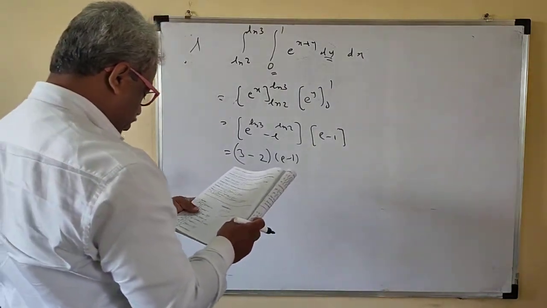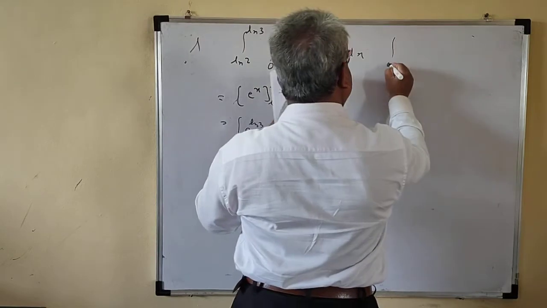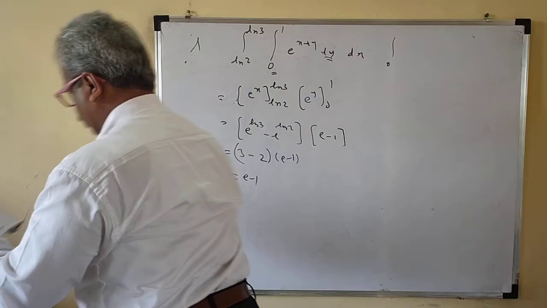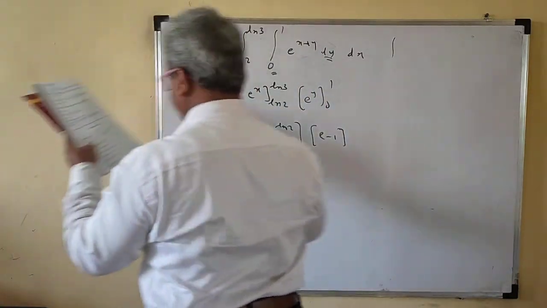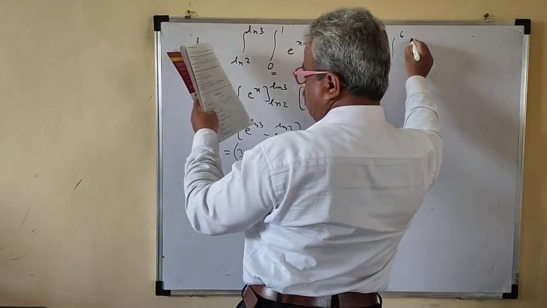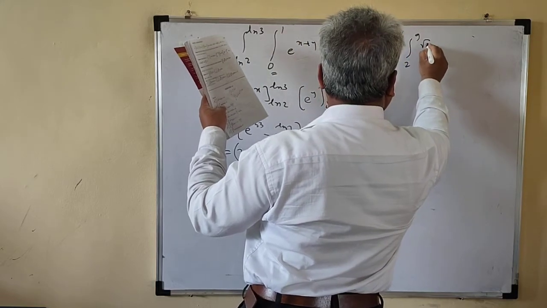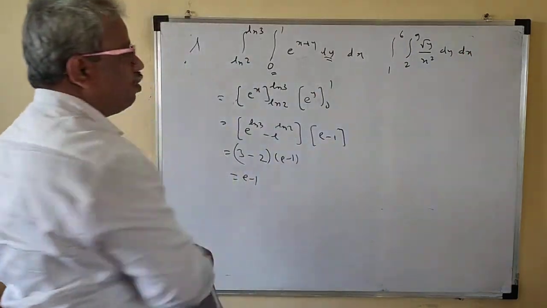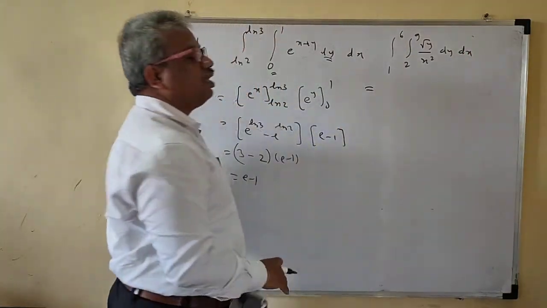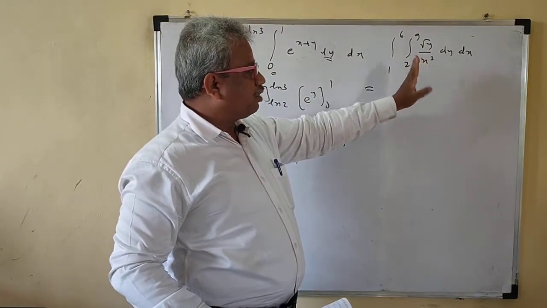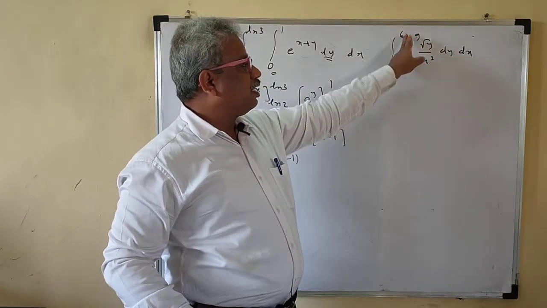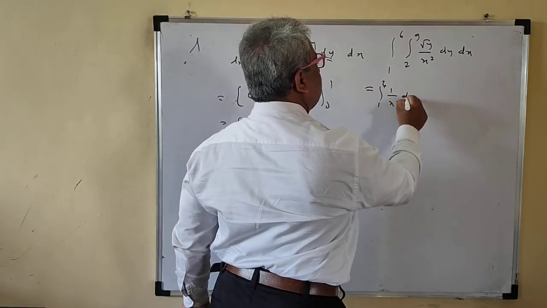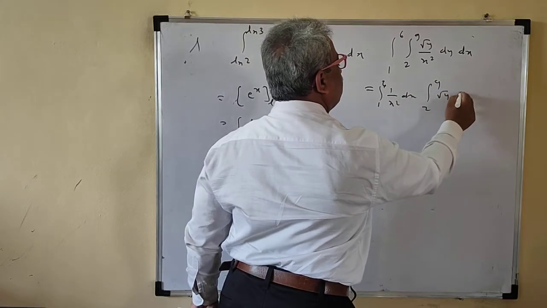So this is e minus 1. Okay, same thing here. 0 to 1 to 6. This is 1 to 6. Okay, so 1 to 6, 2 to 9, root y upon x square dy dx. Again we can separate the integrals because this is root y times 1 upon x square. You can separate 1 upon x square, these are the limits of 1 upon x square. So I can write this as integral of 1 upon x square dx and integral of root y dy from 2 to 9.